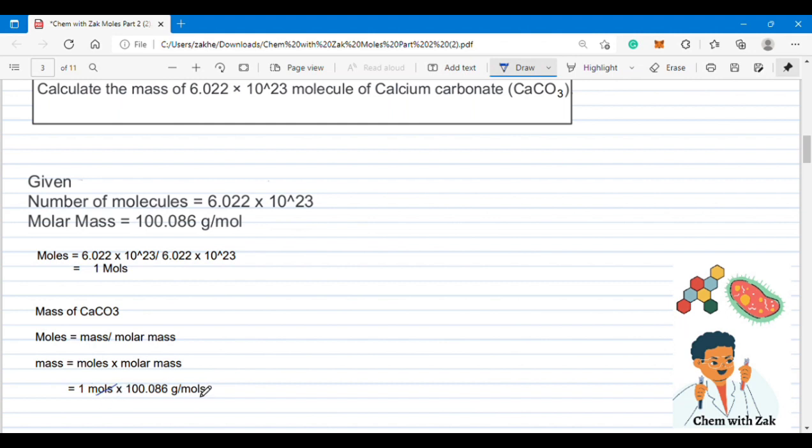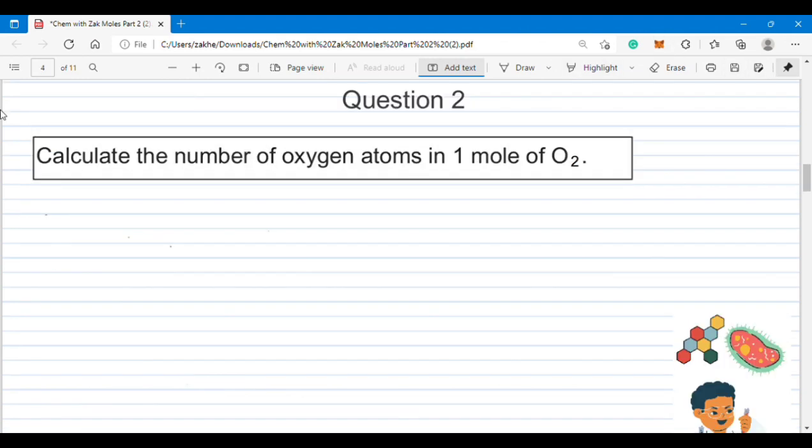And of course, from this question, mole will cancel mole, and we will now have an answer for the mass to be equal to 100.086 gram of calcium carbonate. And that is your answer for this question. And let's move on to the next question at hand.